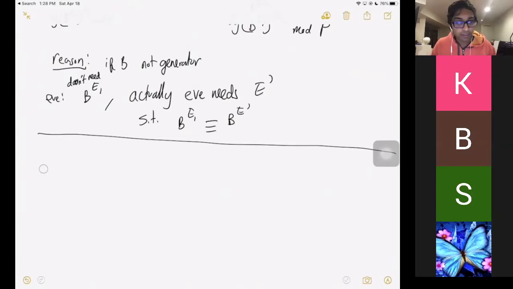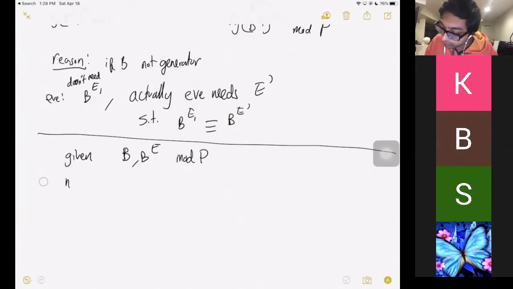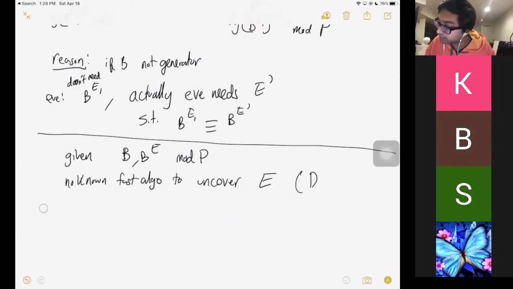Cool. Lines 4, 6, and 9 involve modular exponentiation. We talked about at the beginning how you can do fast modular exponentiation. And an eavesdropper can see b to the e1, and b to the e2, and p, right? Can they recover b to the e1 e2? The idea is that there's no known efficient algorithm, given b and b to the e mod p, to uncover e. This is called the discrete log problem.